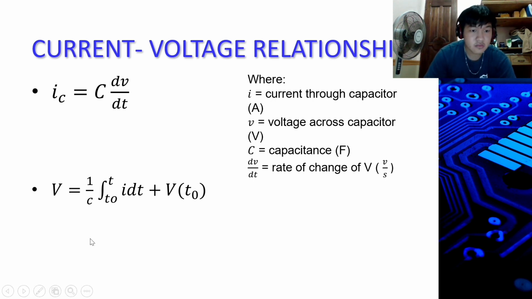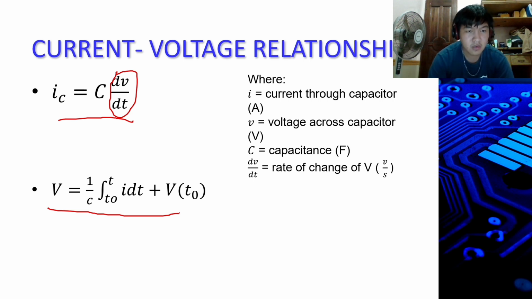So here the current follows the rate of change of voltage in the capacitor, because we know that a capacitor resists the change of voltage, which depends on capacitance. So, using this formula, we can solve for the voltage. We can integrate both sides, and we can get this.